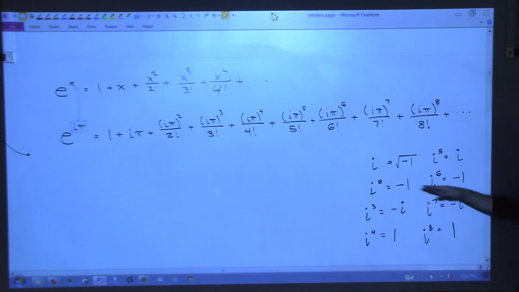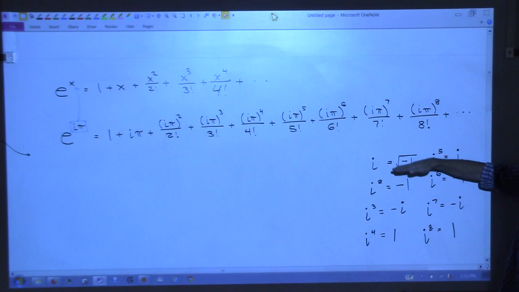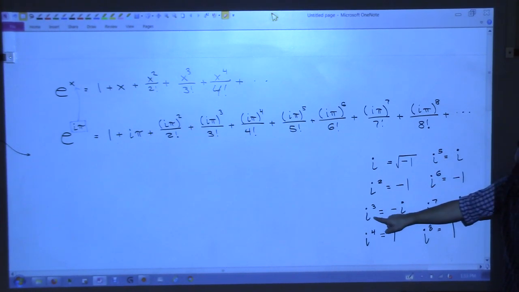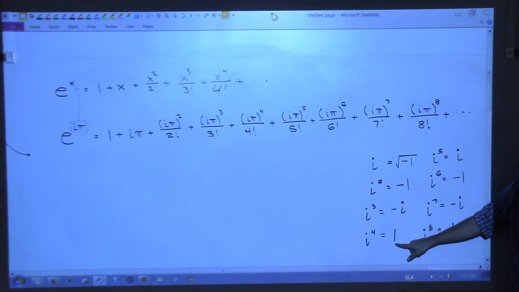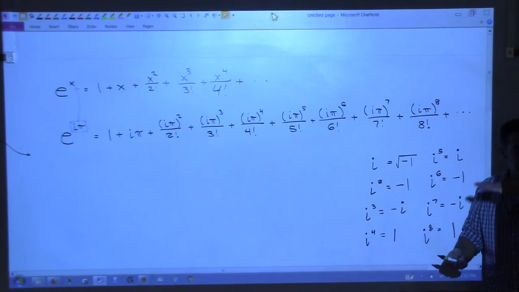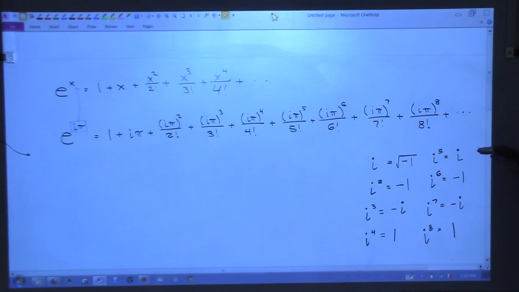See, I did this intentionally. I put them like this because you get i, right? i squared is -1, i cubed is -i, i to the 4th is 1. And then as you move through the powers, 5, 6, 7, 8, you're going to repeat the pattern. i, -1, -i, 1. It's cyclic, right?